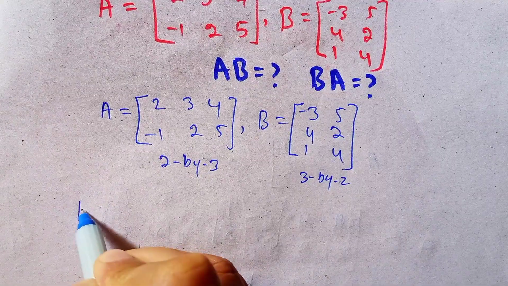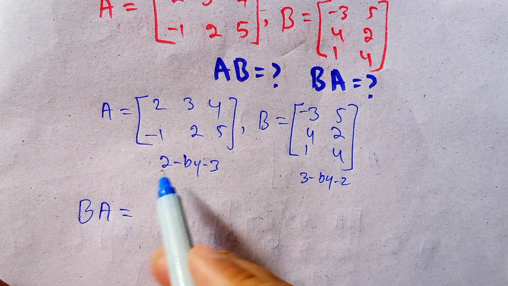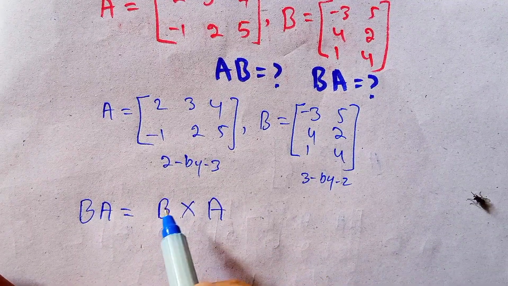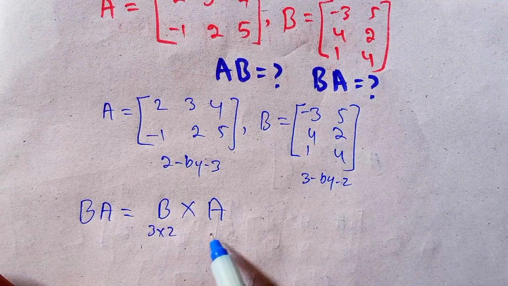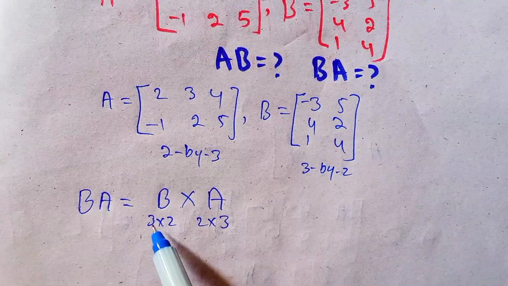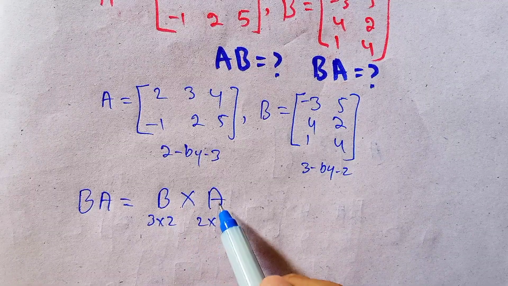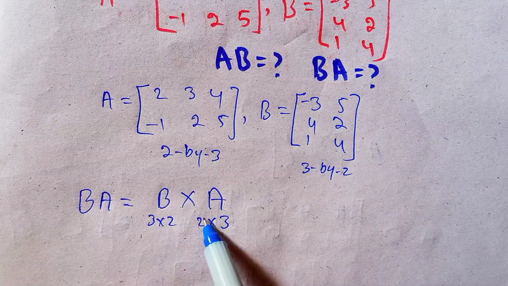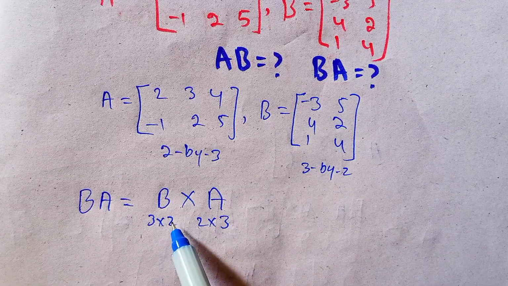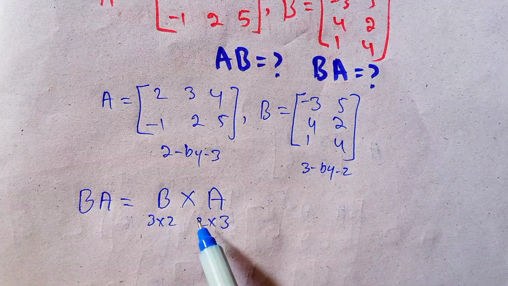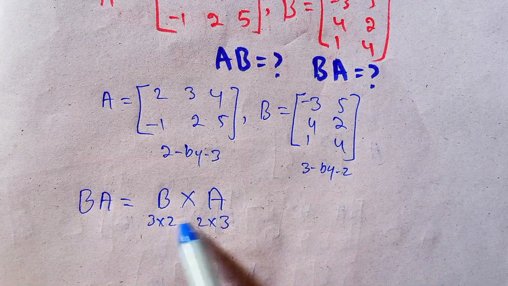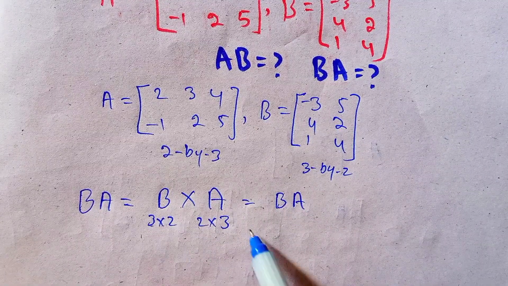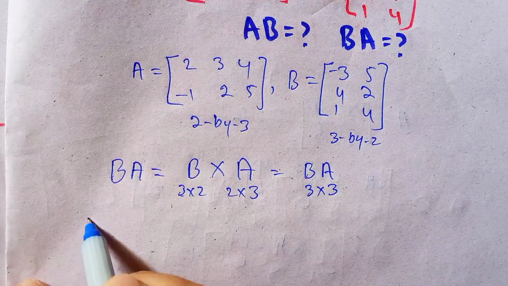So to find out BA, we must again consider the order of these two matrices. So B times A have the order of 3 by 2 and 2 by 3. Right, matrix B has an order of 3 by 2 and matrix A has an order of 2 by 3. So here the number of columns of the first matrix are equal to the number of rows of the second matrix. Means that the number of columns of matrix B are equal to the number of rows of matrix A. So we can multiply them and the order of the matrix BA will be 3 by 3.